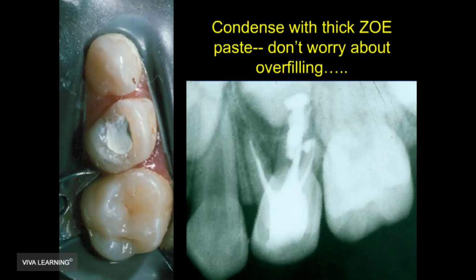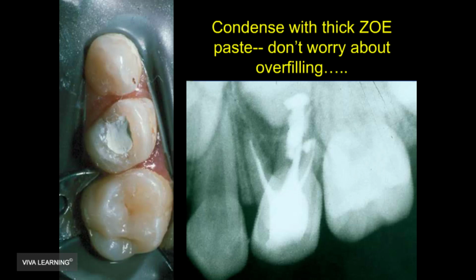Then you will mix a thick ZOE paste so that you can place it into the chamber, and with a plastic instrument or with a condenser or with a burnisher or whatever you like, you begin to condense the ZOE so that you will hydraulically push the Vitapex farther into the chamber. When you take your first post-operative x-ray, you will be horrified, thinking, oh my goodness, I have overfilled this thing.